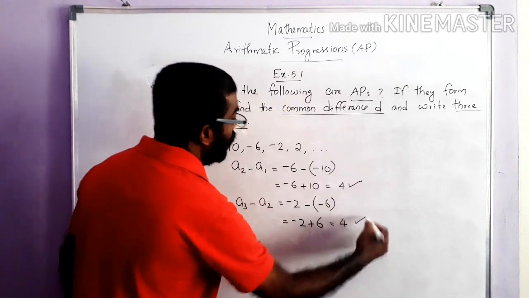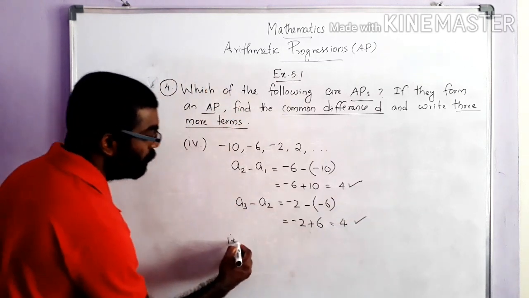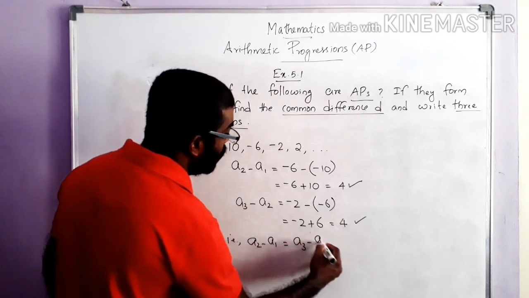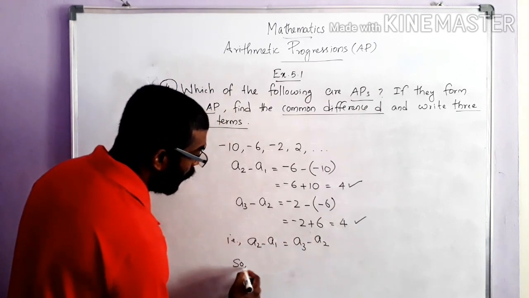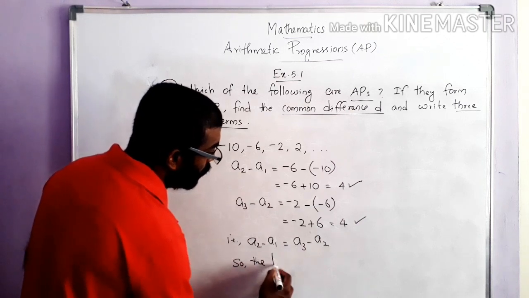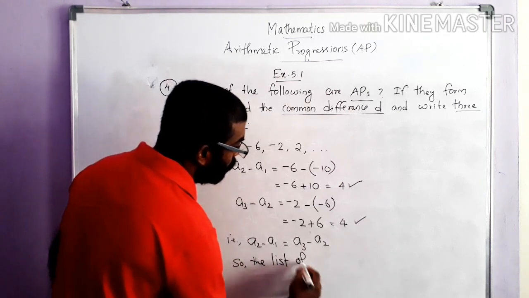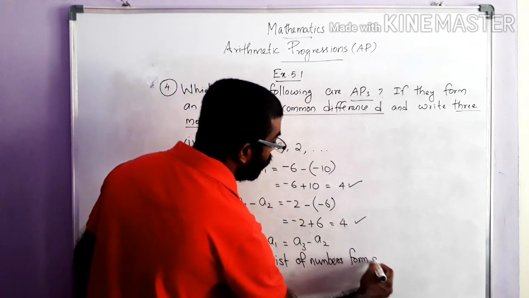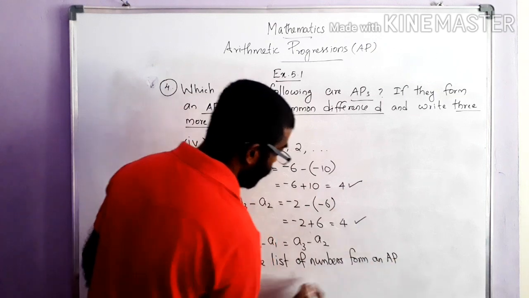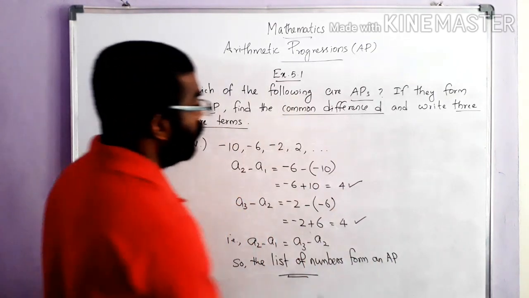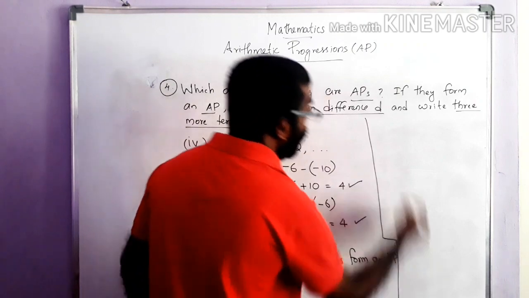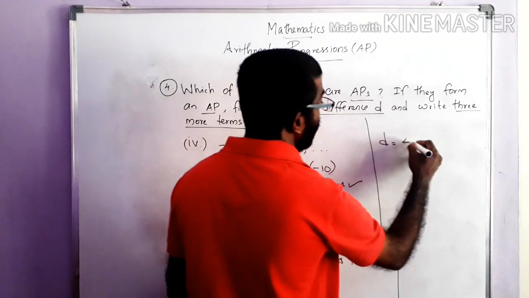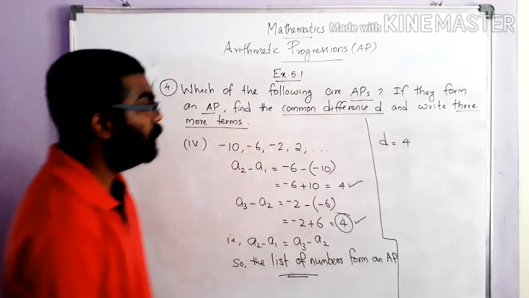Here also the difference is same, that is A2 minus A1 is equal to A3 minus A2, and hence we can write the list of numbers form an AP. The list of numbers form an AP. Okay. And the common difference D is equal to this number 4. D is equal to 4.